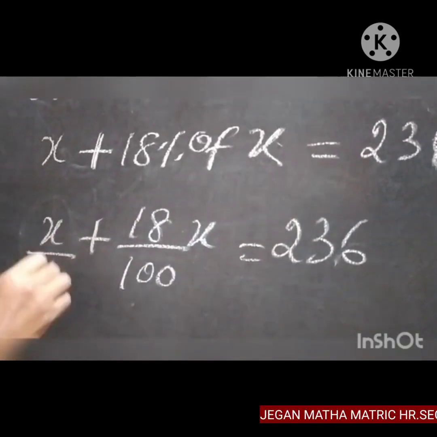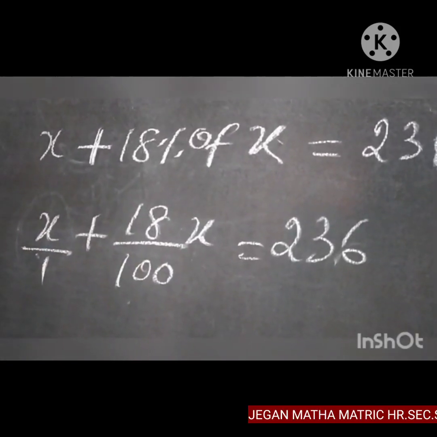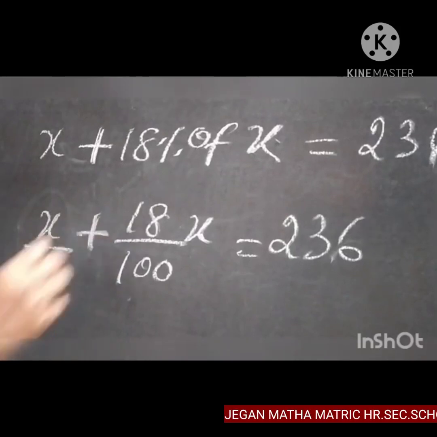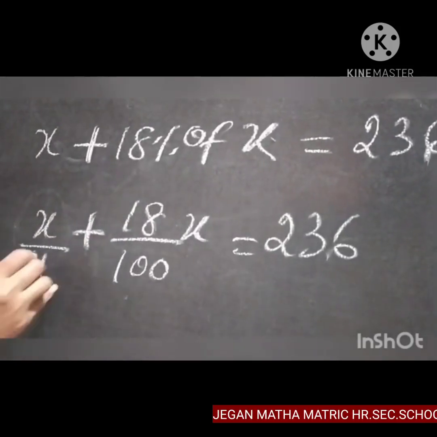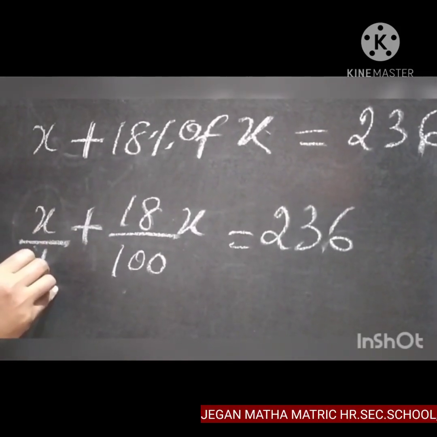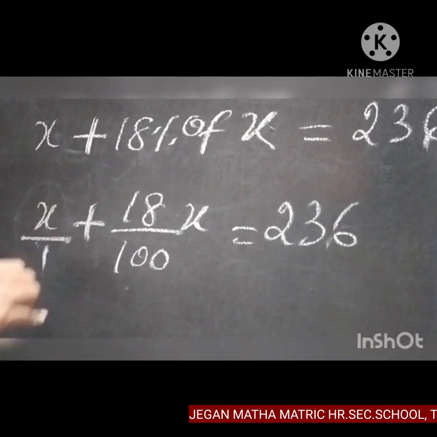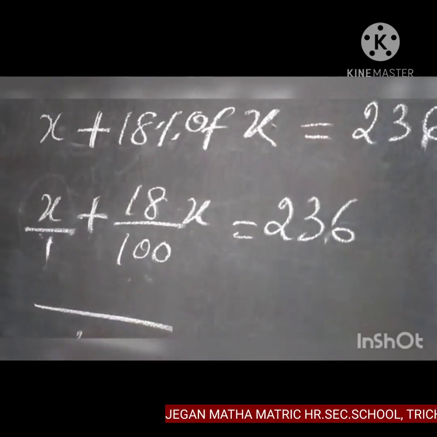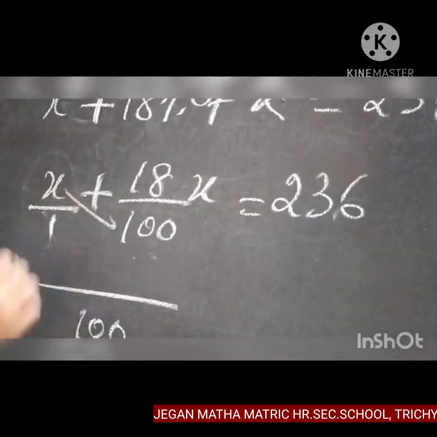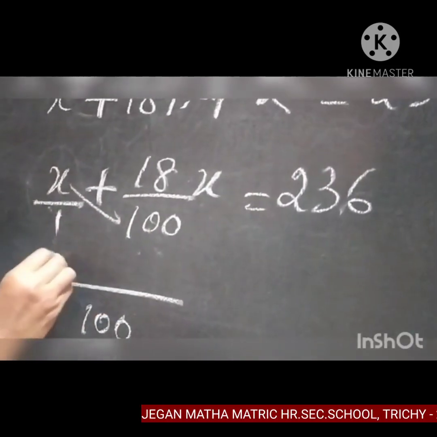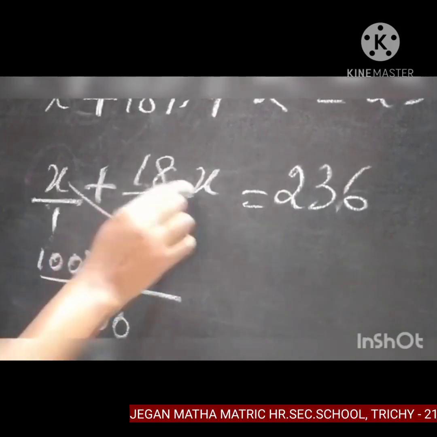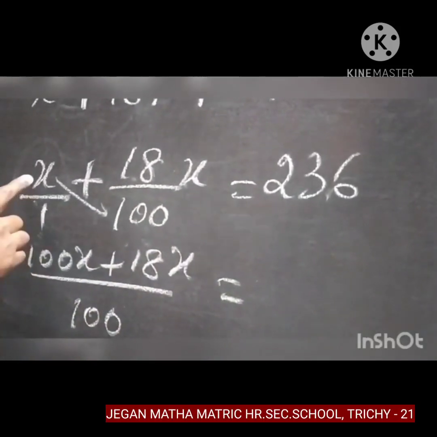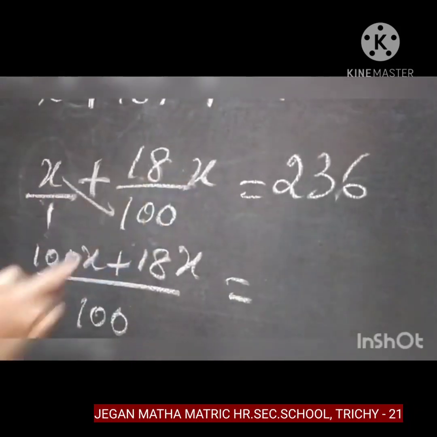So you can take the LCM of this one. For simplifying this you can take the LCM because the sign in between is the addition sign. Here there is no number in the denominator, so put that value 1. Now you can take the LCM. 1 and 100 is what? 100 only. So cross multiply x into 100, 100x plus here 18x. Is it clear, students?